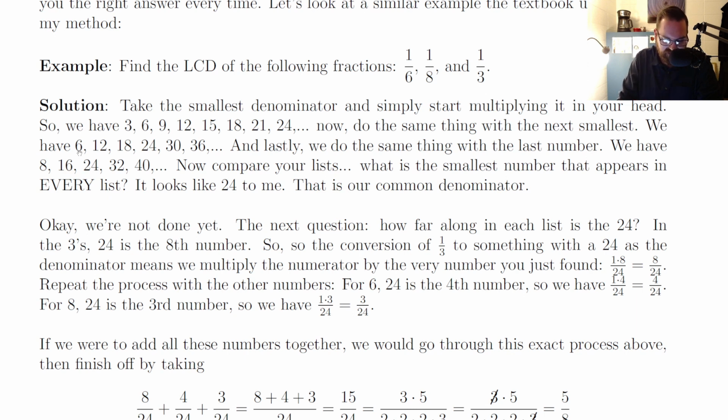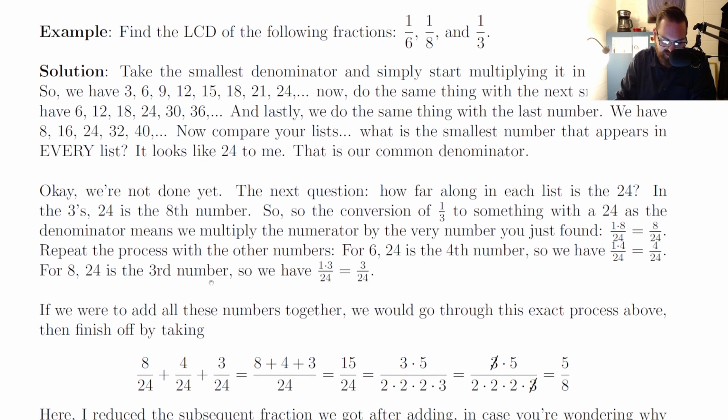Now let's take a look at the 6. The 6 list: 1, 2, 3, 4. Okay? We know that 6 times 4 is 24. So that means that on the 6, the 1/6, I'm going to multiply the top and the bottom by 4. So I'll get the 24 on the bottom, and I'm going to get a 4 on the top. So you get 4 over 24. It's also listed right here. And for the 8, it's a 3. So we multiply the top by a 3, and we get 3/24.